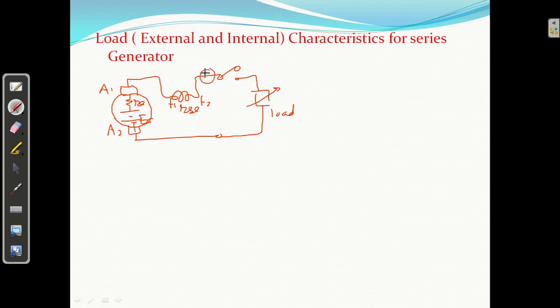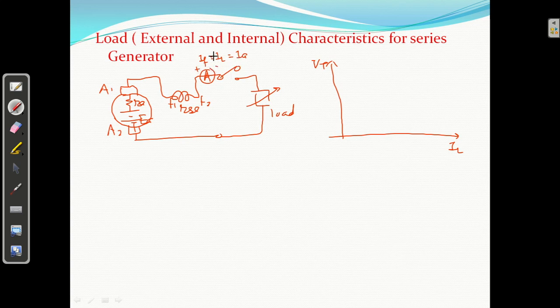If you connect the ammeter here, it will measure IF equal to IL equal to IA. All three remain the same in series, right? And I am going to draw the characteristic of IL equal to IA versus VT. How will VT come? First, at no load, IL is 0, which means the switch is open. So IL is 0 means IF is 0, which means IA is 0.